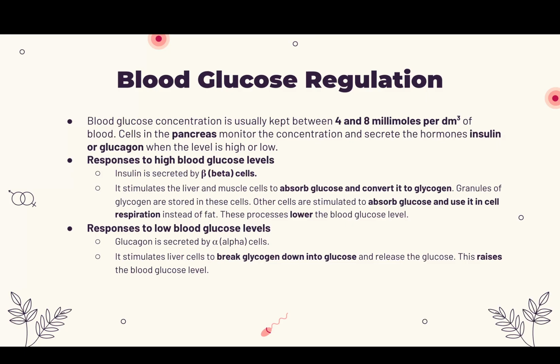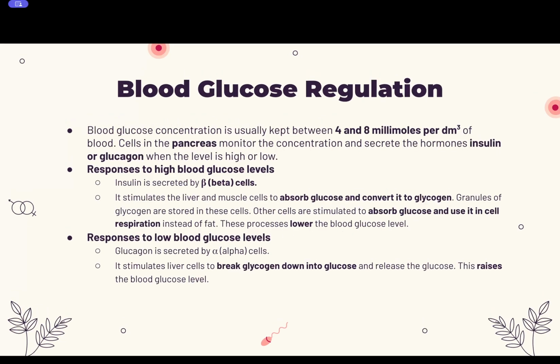So cells in our pancreas monitor the concentration of our blood glucose, and they will secrete the hormone insulin or glucagon when the level of blood glucose is high or low. So when we have high blood glucose levels, maybe right after we eat something, insulin is secreted by beta cells, beta pancreatic cells. These cells stimulate liver and muscle cells to absorb glucose and convert it to glycogen.